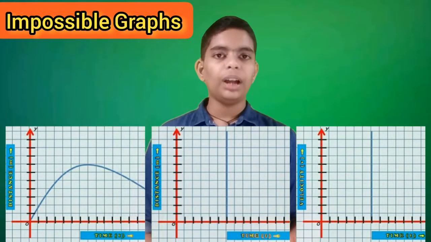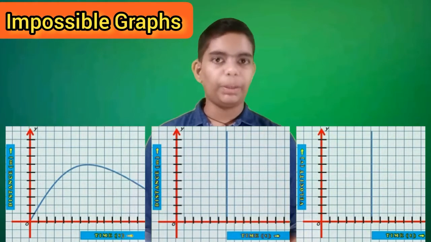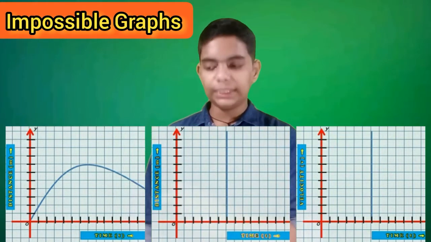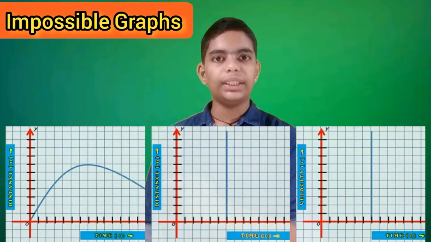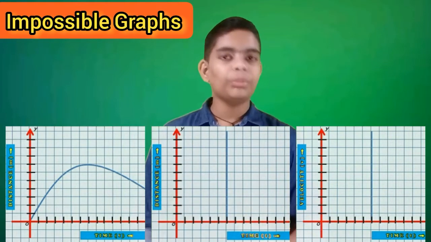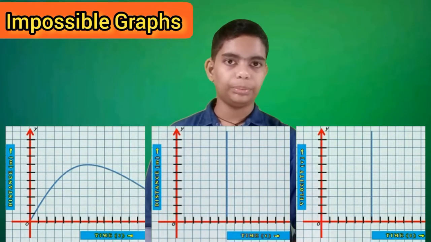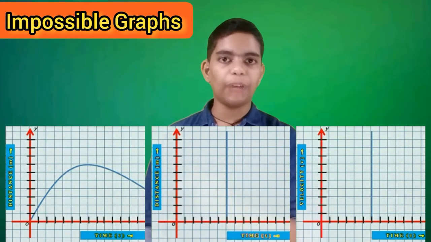Friends, let me give you some more graphs. Are these three graphs possible? Let us observe them one by one. Here in the distance time graph, you can see that the distance is decreasing. Can the distance decrease? No. The distance can either increase or it can be constant. Okay, friends. So this graph is not possible.